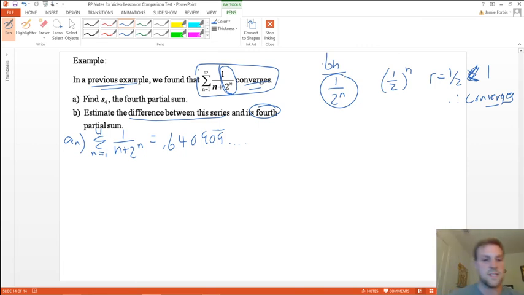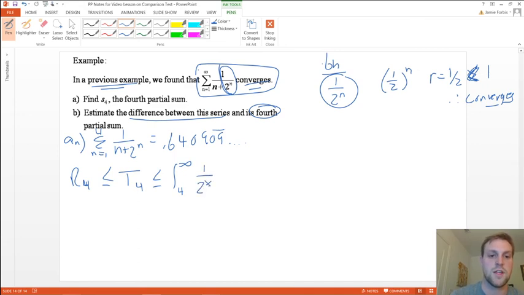Okay. So what I'm saying is that the remainder for a sub n with 4 terms is going to be less than or equal to the remainder for b sub n with 4 terms, which, based off of the integral inequality, I know is going to be less than or equal to the integration from 4 to infinity of f of x, or 1 over 2 to the x dx. Okay. So let's actually figure out what that is. Okay, so we're going to do R4 less than or equal to T4 less than or equal to.